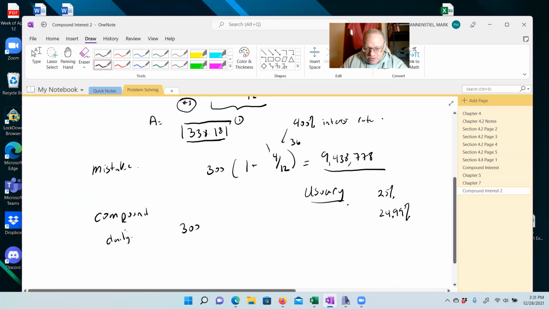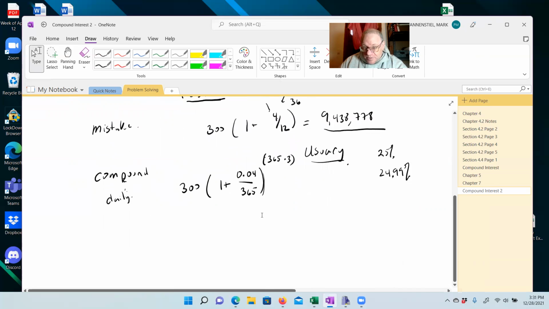So if we do 300 times (1 plus 0.04, because we're back to a normal interest rate, and we're going to do 365 here, because we don't take holidays for interest rate. It doesn't know. And then at the top, n times t, we have 365 compounding periods per year times 3 years. So that's how we could set this up.